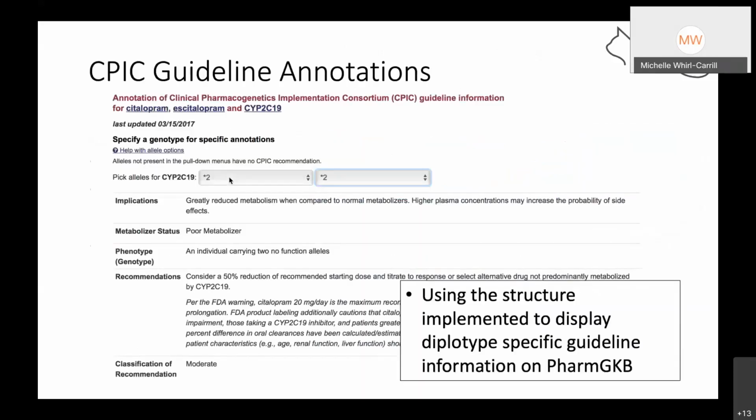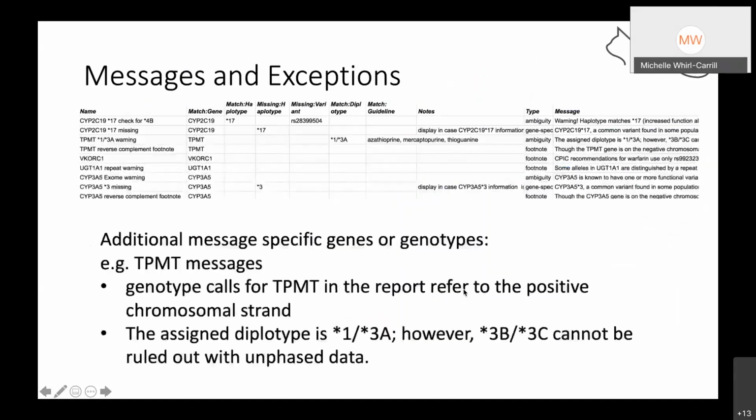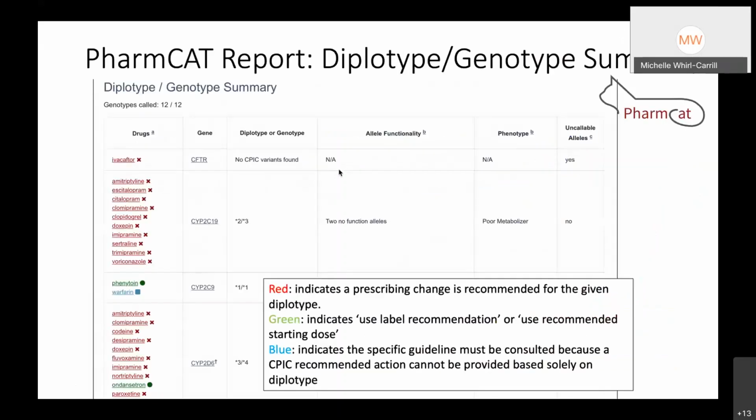We also take all the guideline recommendations from CPIC. We right now use the PharmGKB database and interface in order to get those annotations. We will soon be using the CPIC database itself. We have a whole bunch of extra information that's generated in PharmCAT by our scientists that are part of this package. We put it all together to generate a report.